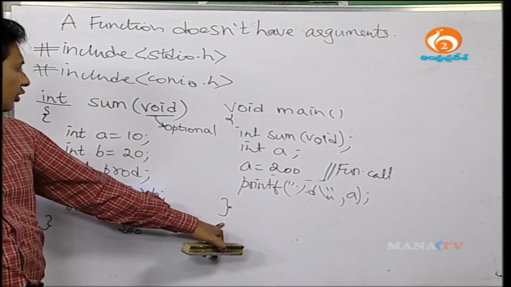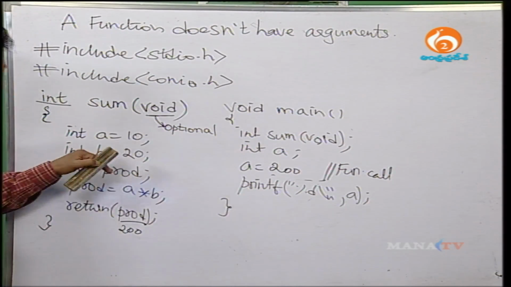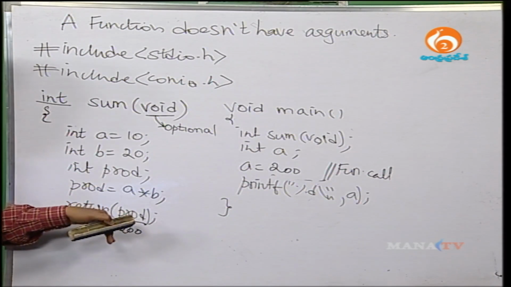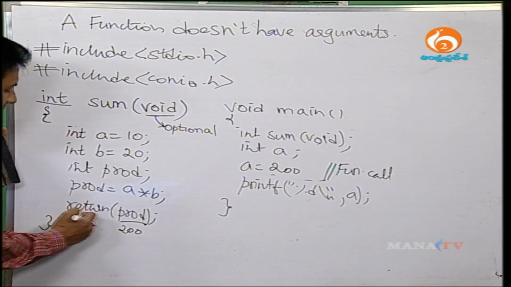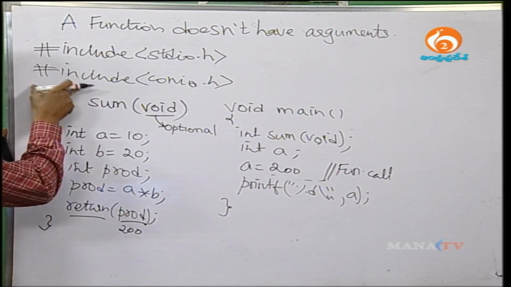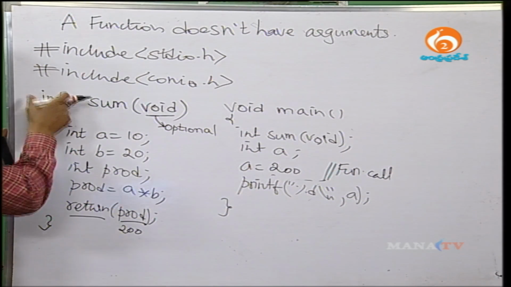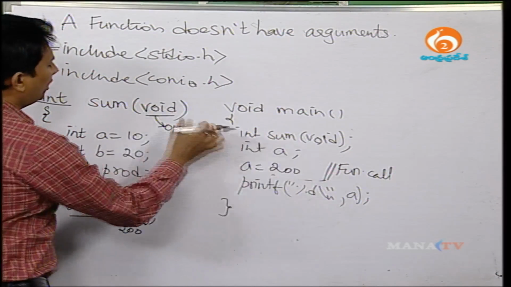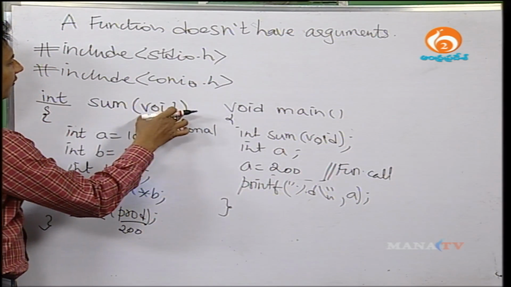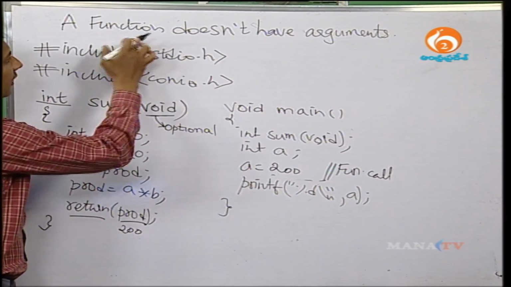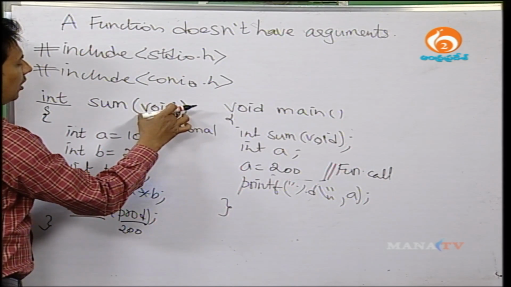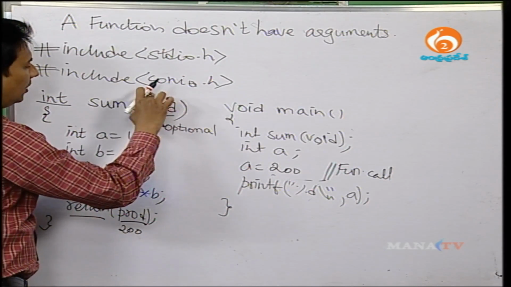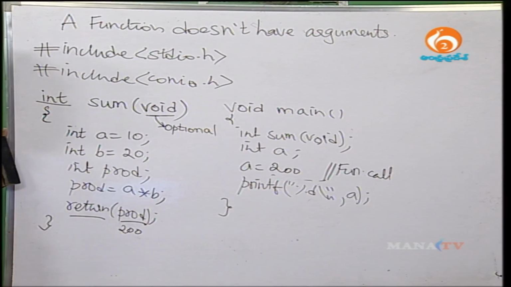End of the main function. Because we are using a return statement and the return type is integer, we are returning the integer value. We are not passing any value, so here we are writing void. If a function does not have arguments, in the parenthesis we write void.